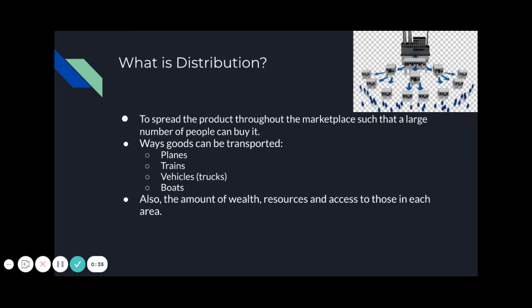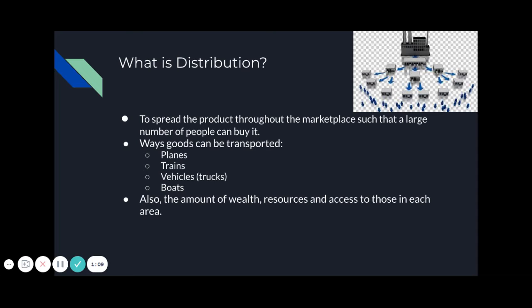The whole goal here is that a large amount of people can buy this good and use this good. You have to get that in their hands. Ways the goods can be transported: planes, trains, vehicles, boats. Also now technology. So if you buy a file online, it can be distributed online. Also, the amount of wealth, resources, and access to those in each area is also distribution. So are things evenly distributed? Is the money evenly distributed? Are the resources evenly distributed, or the access?